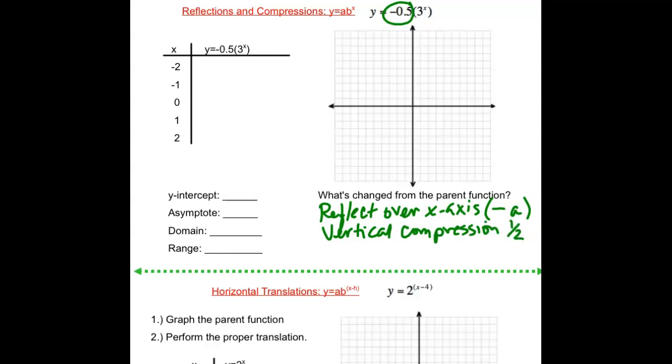Okay, so we should see this flipped upside down over the x-axis and then squashed to half its height. Okay, so we're going to go back and again, we're going to take out this 0.5 for a minute. We're just going to look at what does the parent function look like. Y equals the base to the x power. That's our parent. So y equals 3 to the x.